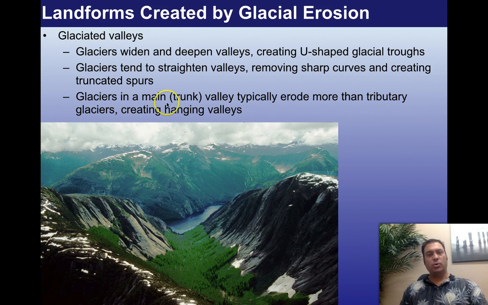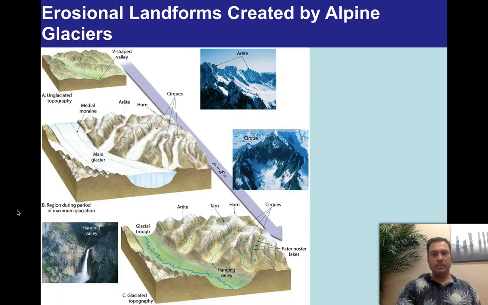Glaciers in a main or trunk valley typically erode more than tributary glaciers, creating hanging valleys. So this is in fact also a hanging valley. This is a valley that was formed by a glacier that was moving down, and below it was an even larger glacier. So if we were down here at the lake, we'd look up and we'd see this glacier hanging up in the air above us. Really, really neat. And this implies that this whole area was glaciated all the way up to here for this to be able to feed in. Really cool. If you can think in 3 dimensions, you can understand this concept very clearly.